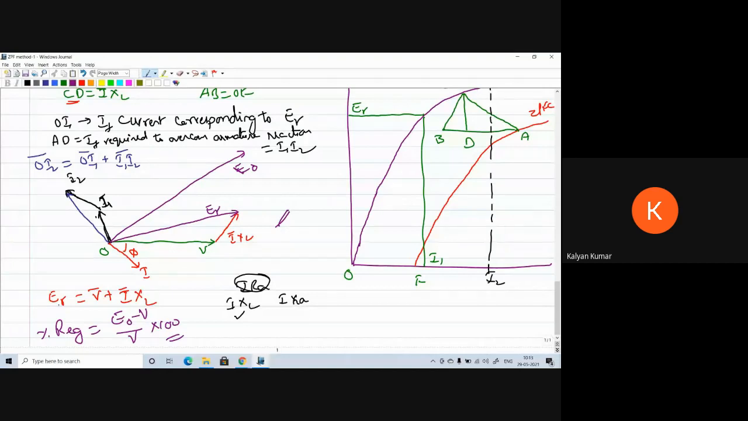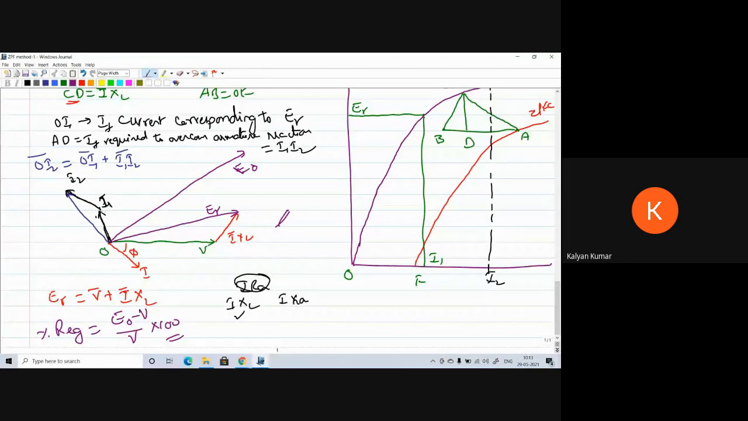For that, first we need to find the air gap induced EMF ER. ER is given by the vector sum of V and IXL drop if RA is negligible. If RA is considered, then we have to add the IRA drop also. Corresponding to that ER, we have to find the field current. That field current we take as OI1, drawn perpendicular to ER.